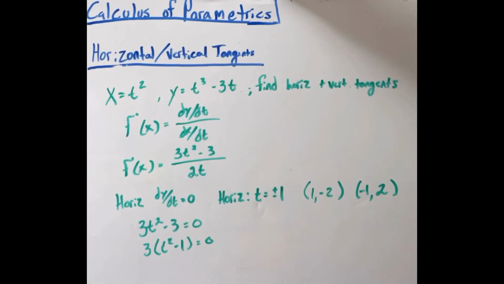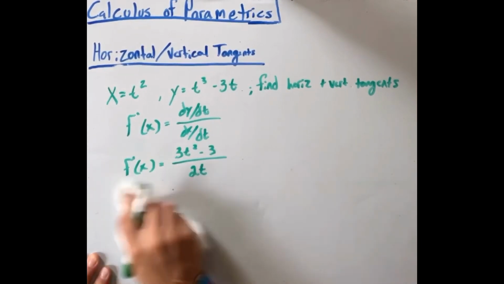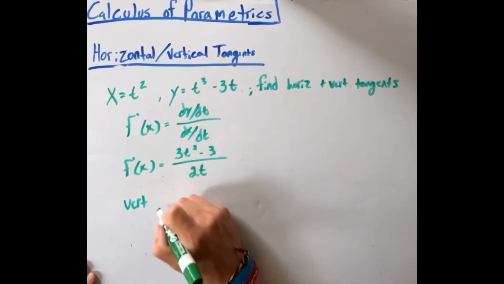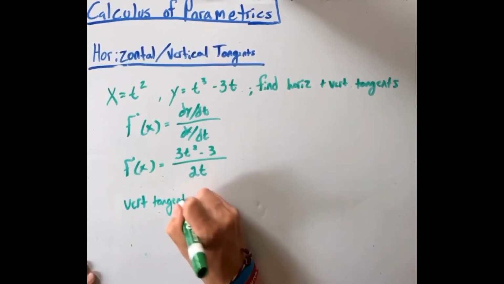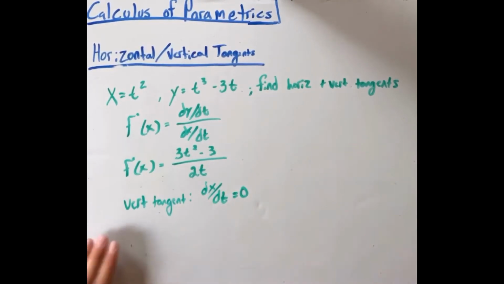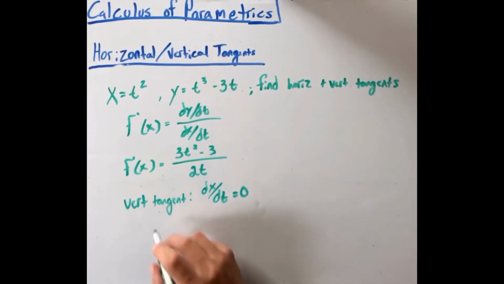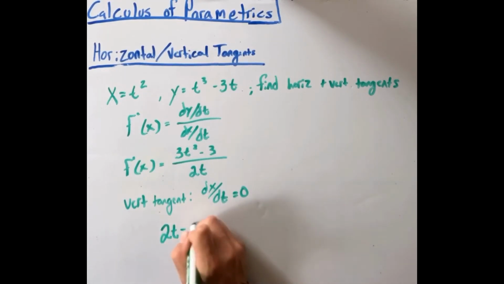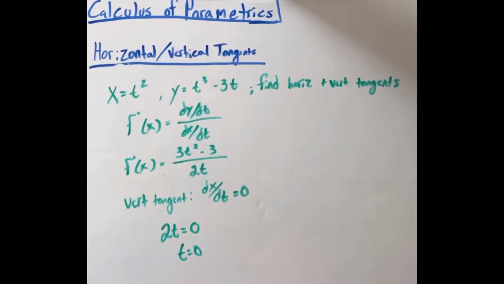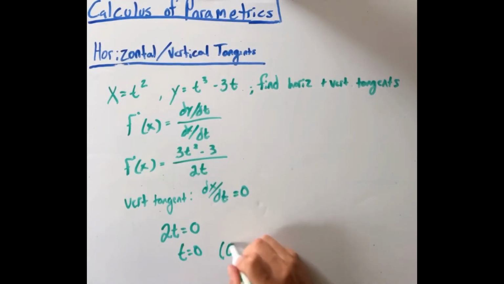And now we can move into the vertical tangents. So we know we're going to get a vertical tangent when dx/dt is equal to 0. So then we're going to set the bottom of the first derivative equal to 0. So when 2t is equal to 0, which is going to happen when t equals 0. And we know if we plug this back into our x equation, that's going to happen at the point (0, 0).